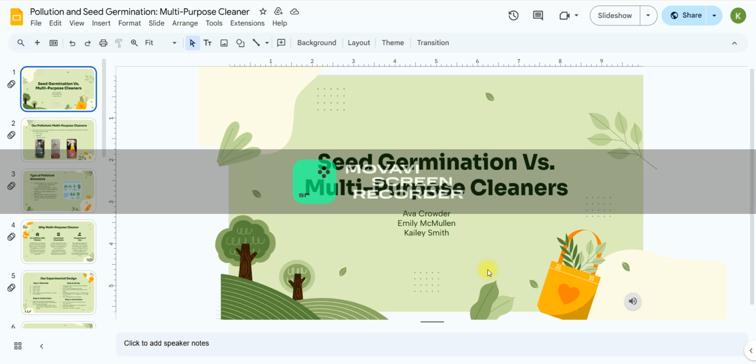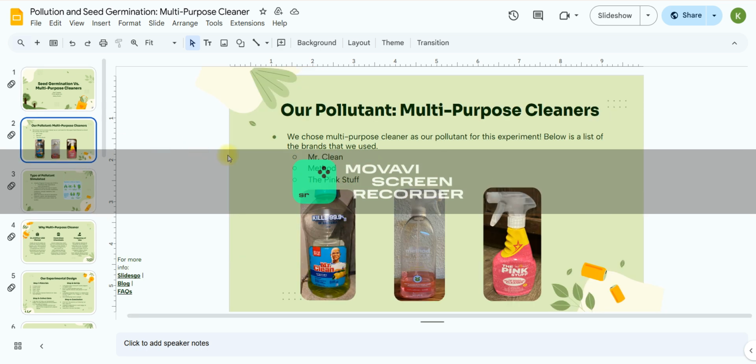volatile organic compounds. Now, we each chose a different multi-purpose cleaner as our pollutant because we felt that it would be really cool to see the different outcomes throughout the experiment of each multi-purpose cleaner, to see what the effects would be if one had greater effects than the other, if they didn't have any effects at all. These were just some things that we wanted to know, and we thought it would be cool to test out 3 different multi-purpose cleaners.